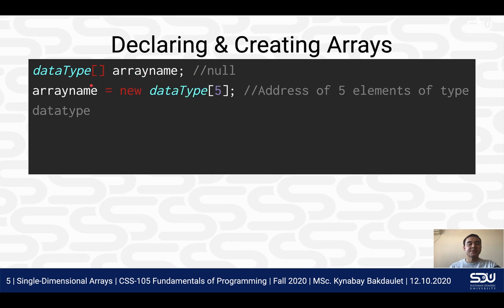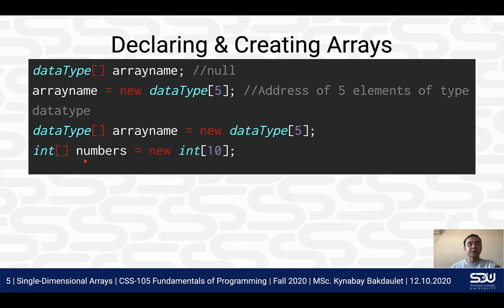After that, we assign to this arrayName with the keyword new, and write here the data type. It should be the same as this data type, and give here the size of the array. So in this statement, arrayName has the reference, the address, of the 5 elements of type dataType. Of course, we can write it in one line. First, we write the data type followed by brackets and the name of the variable, and then assign with new, the data type and the size of the array. Let's see it in an example. For example, here an integer array with the name numbers, and here we assign 10 elements of integer.